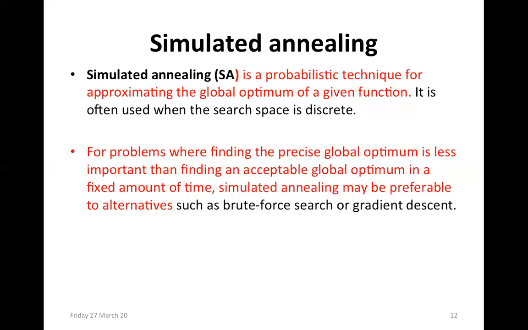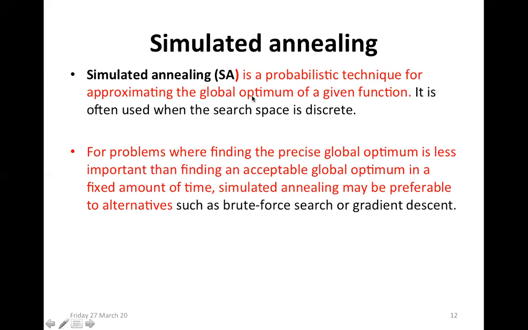So we have to calculate some kind of probability in this algorithm. That's why it is called a probabilistic technique. So this is simulated annealing, and this is a probabilistic technique. We can use this technique to estimate or approximate the global optimum of a given function. Global optimum means it can be a global minimum or a global maximum. Through this probabilistic technique, we can find the global maximum or the global minimum of a given problem or of a given function.